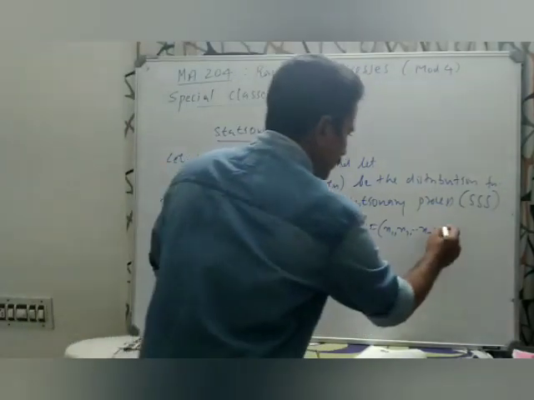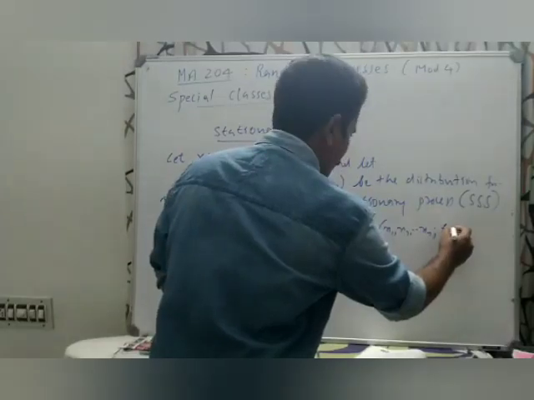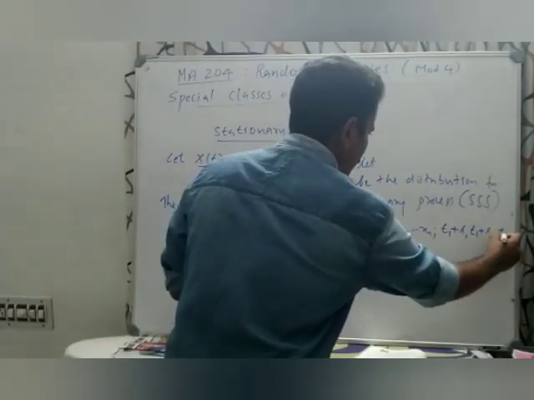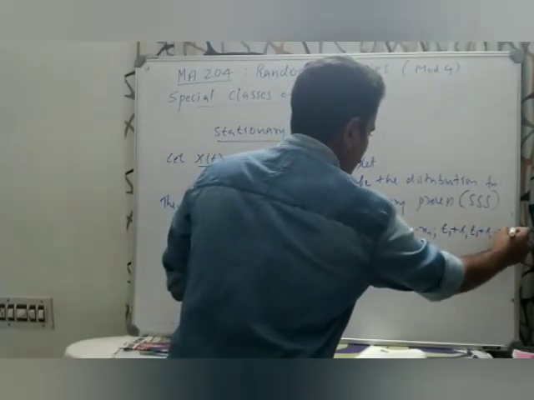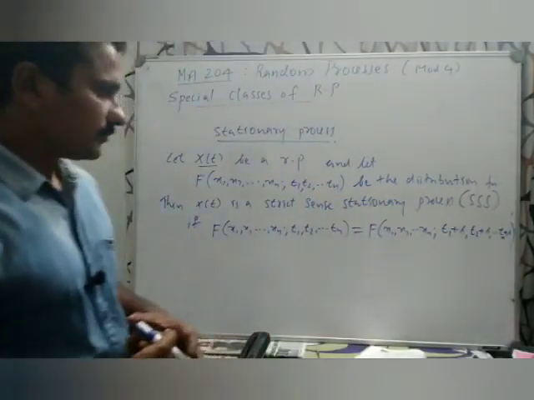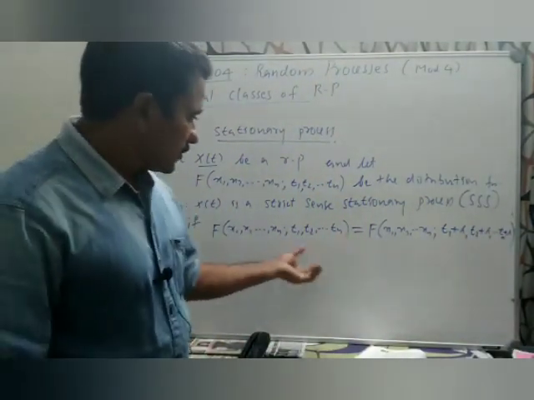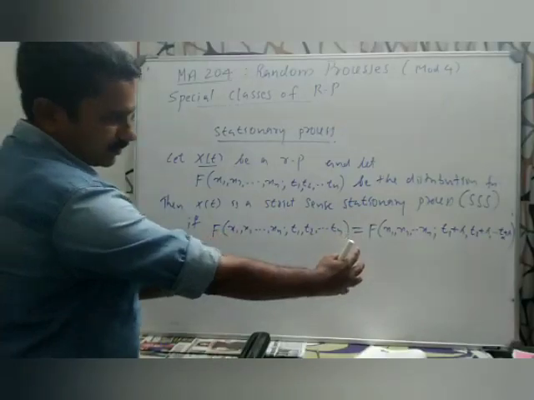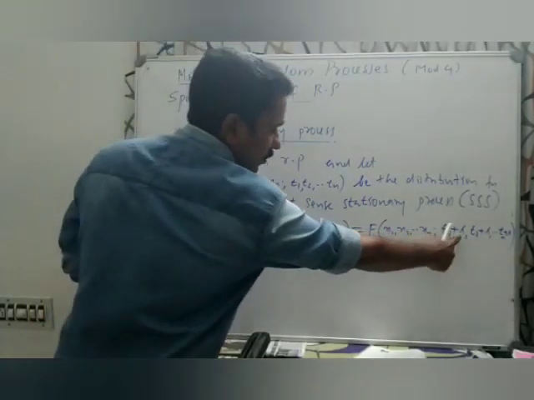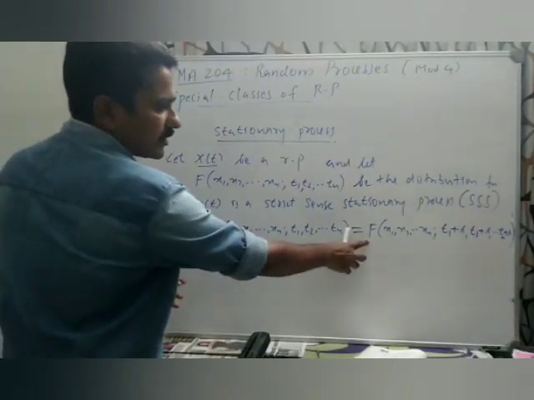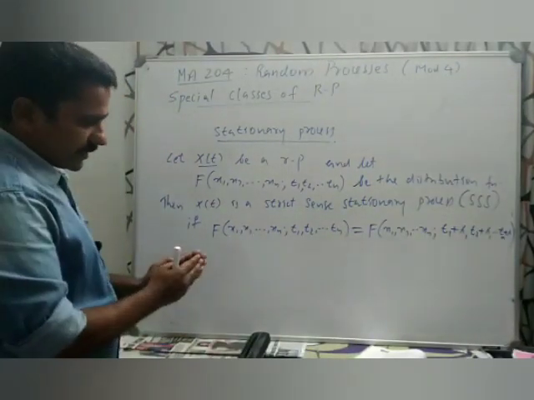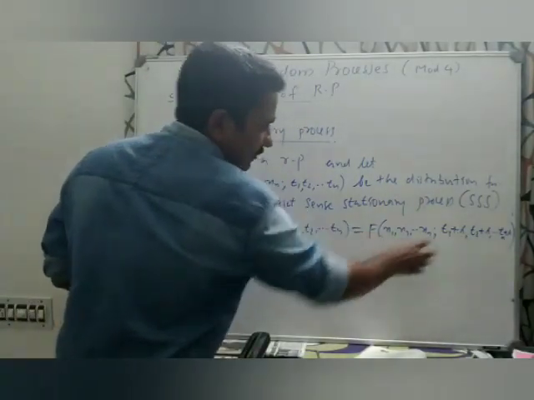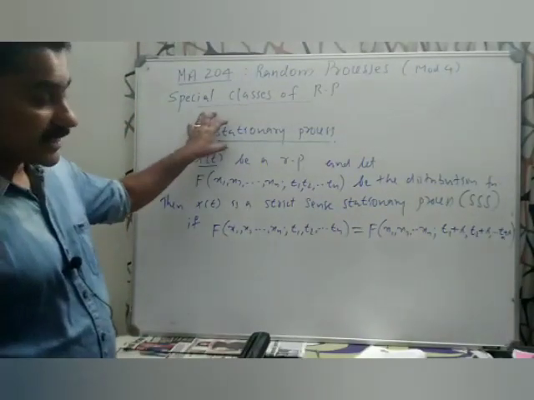So this t1 becomes t1 plus tau and t2 plus tau, etc., tn plus tau, right? Actually it means that if we shift the time epochs t1, t2, etc., tn by tau units, then again you will get the same distribution function. That means it is invariant under a particular time shift. Such processes are called stationary processes.